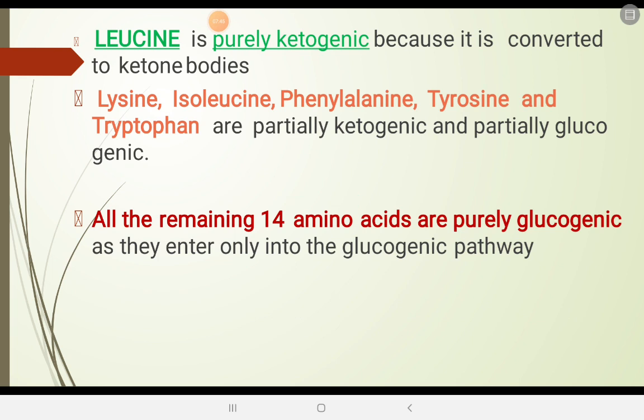Examples are: leucine is purely ketogenic because it is converted to ketone bodies. Lysine, isoleucine, phenylalanine, tyrosine, and tryptophan are partly ketogenic and partially glucogenic. All the remaining 14 amino acids are purely glucogenic as they enter only into the glucogenic pathway.